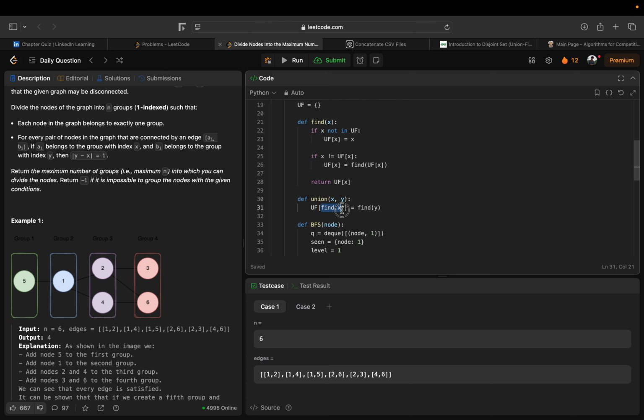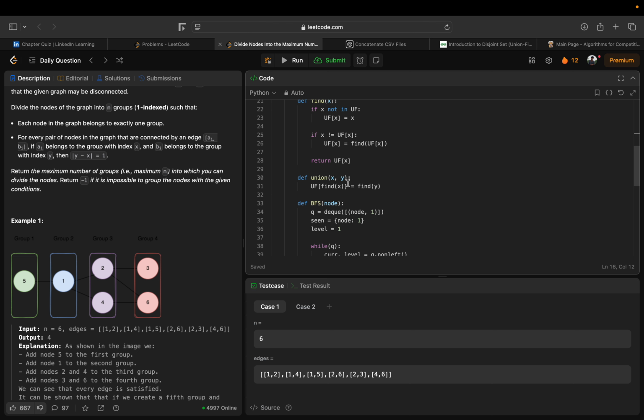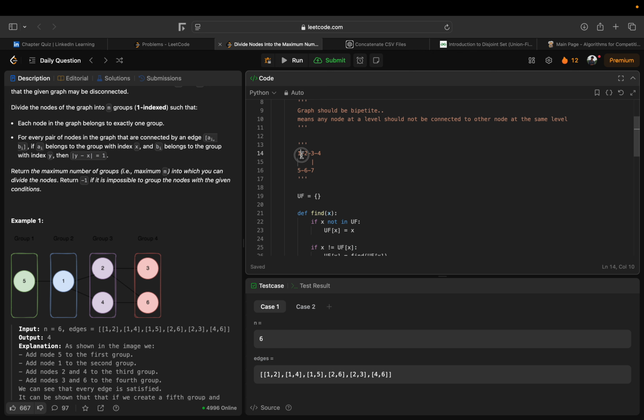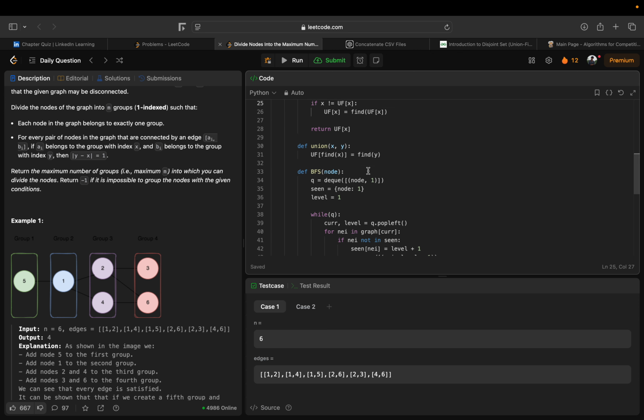Union find of x means the representation of x. Here, the representation of 1 is now 6, because it is now connected. It is not disjoint anymore. And if x is equal to union find of x, so 1 is represented by 1, then it is a root node. 2 is represented by 1, 3 is represented by 1, so these are not root nodes, but 1 represented by 1 means it's a root node. This is how we find the root node of this graph.